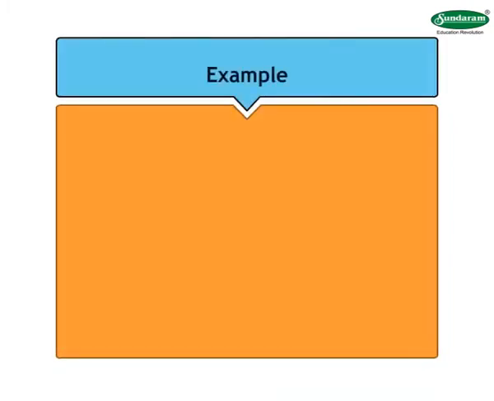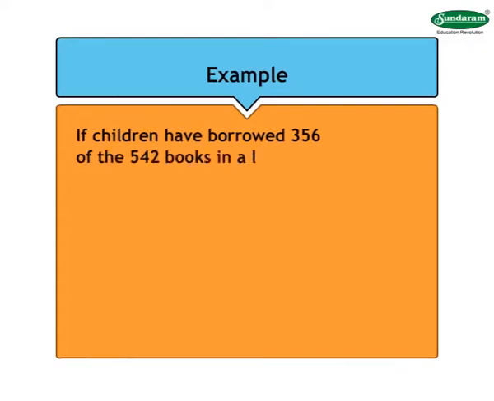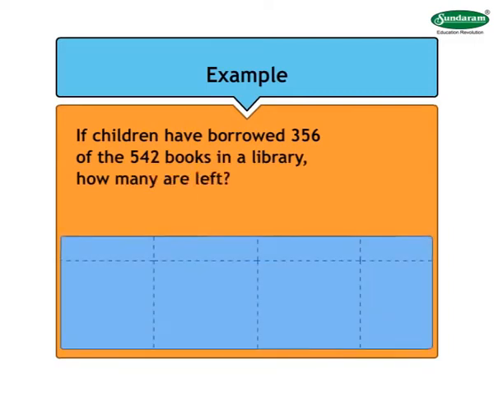Next, we will see the method to solve subtraction problems. Look at this example. If children have borrowed 356 of the 542 books in a library, how many are left? Answer. As you know all the steps, that is, first to write what is given, second to understand what has to be found out, third to find the operation involved, and fourth, the method of solving, let's solve the sum.